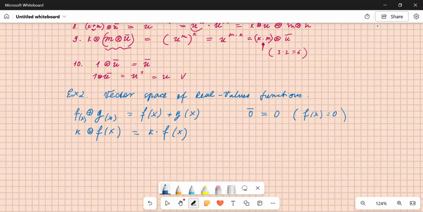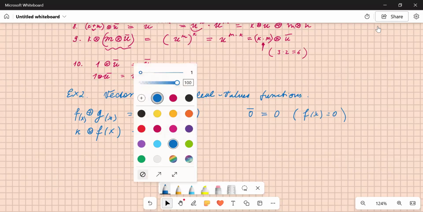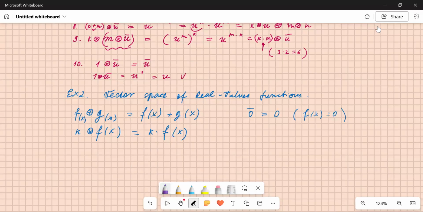Let's consider some examples of non-vector spaces, okay? Just to make sure that you understand that not all possible sets work as vector spaces. So example number 3, not a vector space.